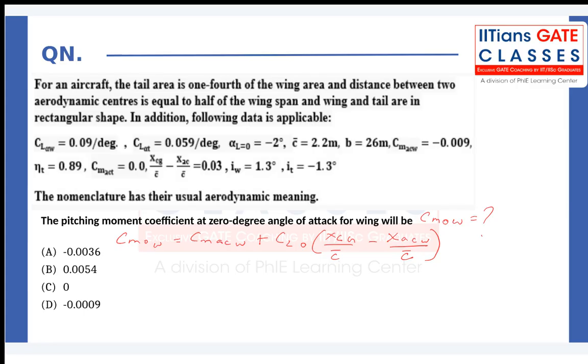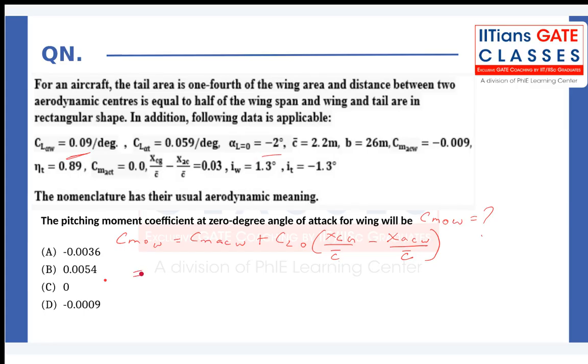Okay, so you've gotten A. Let's just solve it and see if we get the same answer. Before that, we need to find out CL naught. How do we find out CL naught? Alpha naught, the alpha at zero lift, is given to us. Just multiply it with the slope. So it is 0.09 into 2 degrees. That will give you your CL naught. Okay, so let's just proceed.